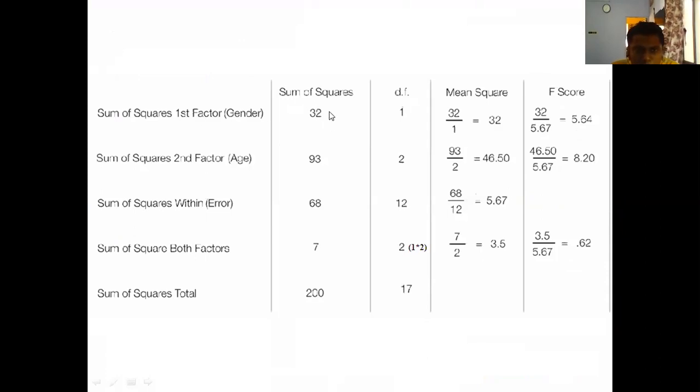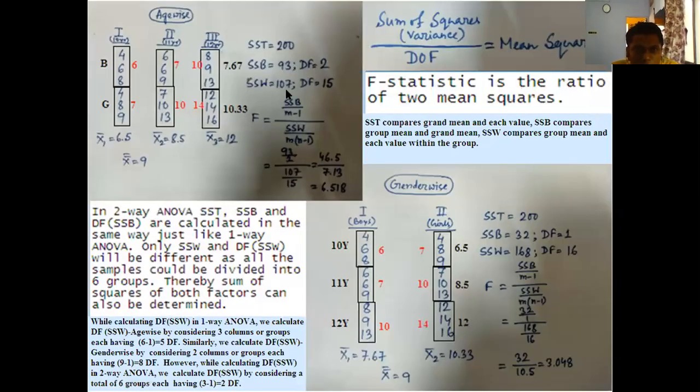Now the sum of square for the first factor, gender, is 32, and for the second factor, sum of square between, that is 93. Why? Just have a look at this one. This will be the same as the thing that you calculated for the first one-way ANOVA.